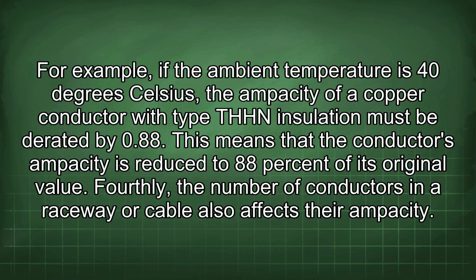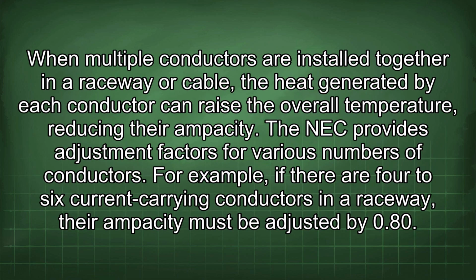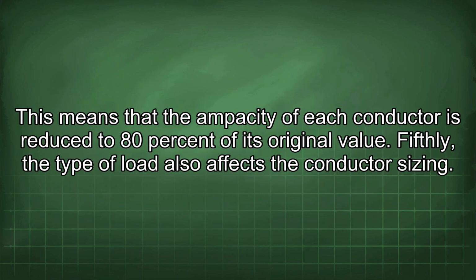Fourthly, the number of conductors in a raceway or cable also affects their ampacity. When multiple conductors are installed together in a raceway or cable, the heat generated by each conductor can raise the overall temperature, reducing their ampacity. The NEC provides adjustment factors for various numbers of conductors. For example, if there are 4 to 6 current-carrying conductors in a raceway, their ampacity must be adjusted by 0.80. This means that the ampacity of each conductor is reduced to 80% of its original value.